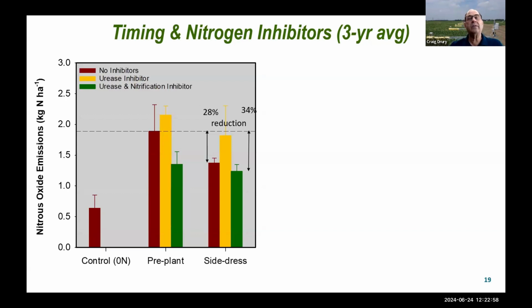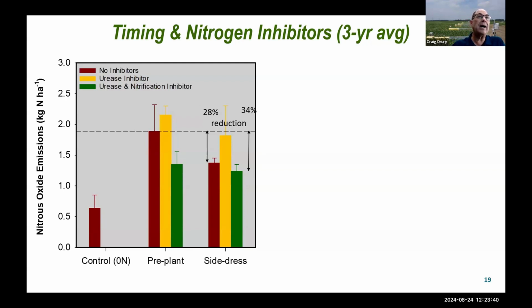In another study, we can't look at all these different factors in one study. So I'm going to give you some examples of what happened when we looked at, in this case, the timing of nitrogen. Over a 3-year average, with pre-plant nitrogen and adding a urease inhibitor, that first yellow bar, our N2O emissions go up because we're just targeting urease and not N2O. But when we add the dual inhibitor for pre-plant or side dress, that green bar, we see up to a 34% reduction in emissions, which in fact is close to the target we want to reach.